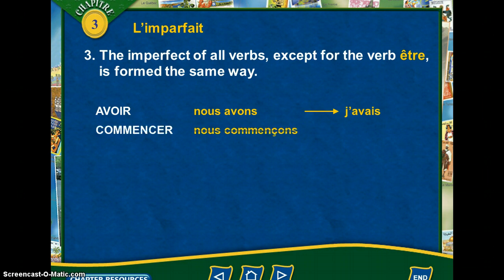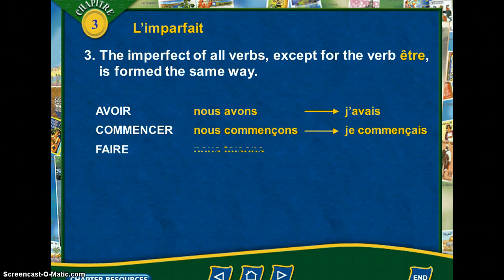Commencer, we take the nous form, so we have to remember to put the cédille on our C right here, and then we add the ending. Je commençais. Now this is because of the pronunciation. With the nous and the vous form, we no longer need the cédille because the I that comes at the beginning of that ending is going to make that sound like that S again.